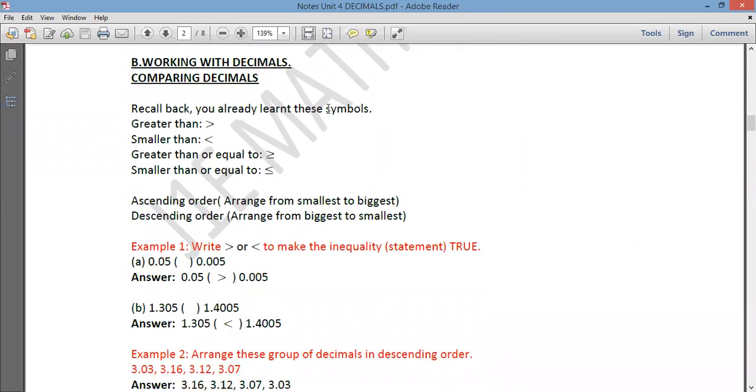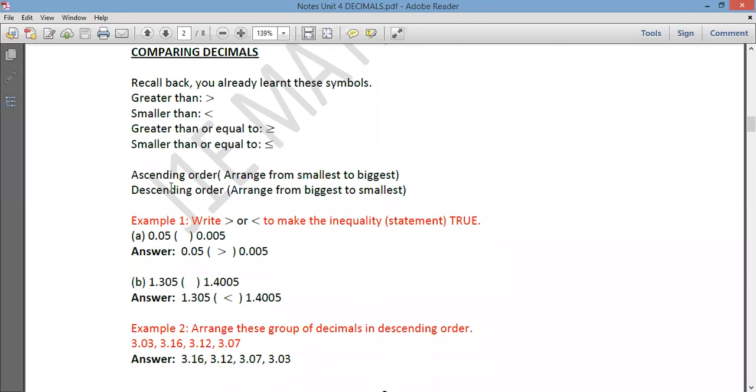Okay, next one, working with decimals, comparing decimals. So recall back what you learned in Unit 1, this symbol. This symbol is greater than, this one is smaller than. When you have an equal sign or underline at the greater than sign, this one means greater than or equal to, and this one will be smaller than or equal to. Remember, ascending order is arranged from smallest to biggest. Descending order is arranged from biggest to smallest. I don't want to repeat this one again, because from Unit 1 or primary school, you should already have known this.